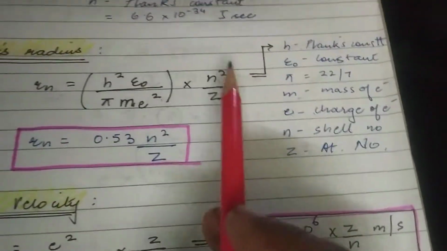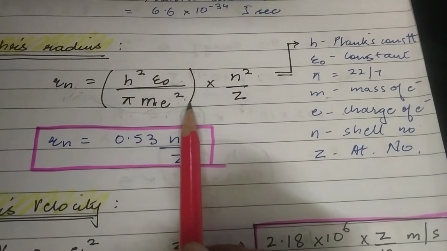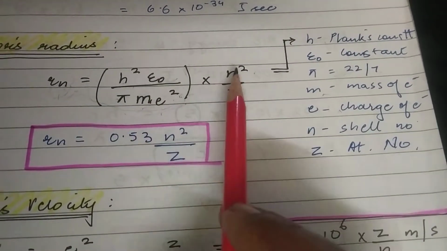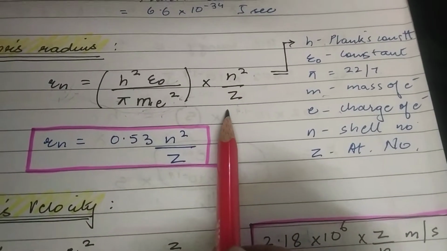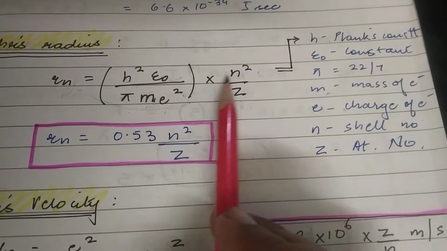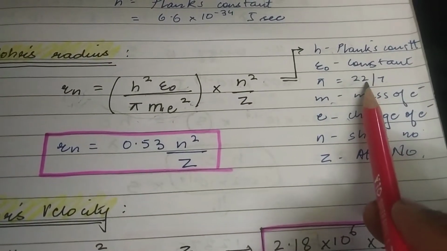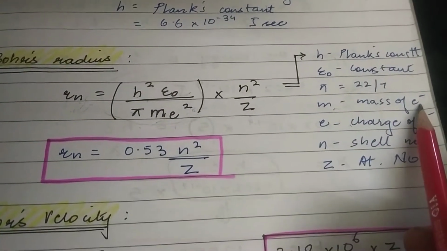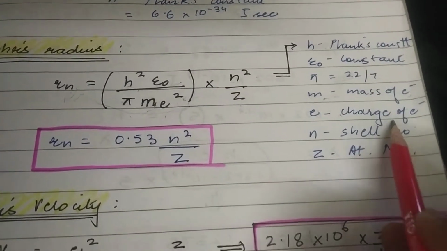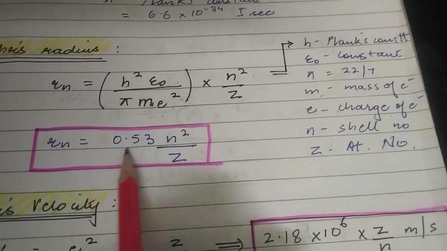So, out of this entire expression, this was a combination of constants that had fixed values. That is why I had put them separately in this bracket. The only variables were the n, that is the shell number, and the atomic number of the element that we are talking about. So having put this separately and putting the values of the Planck's constant, the constant epsilon naught, 22 upon 7, the value of the mass of the electron as 9.1 into 10 to the power minus 31 kg, and the charge of the electron, which is already worked out in Coulomb, when we substitute all these values in this expression, we get this 0.53.